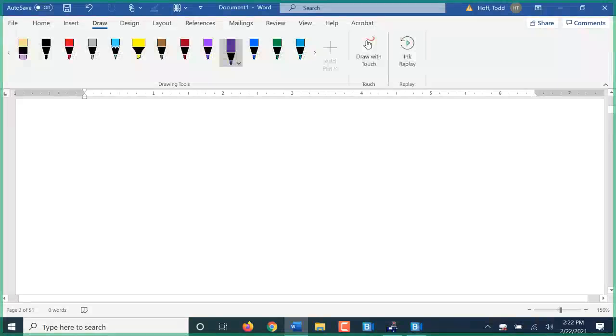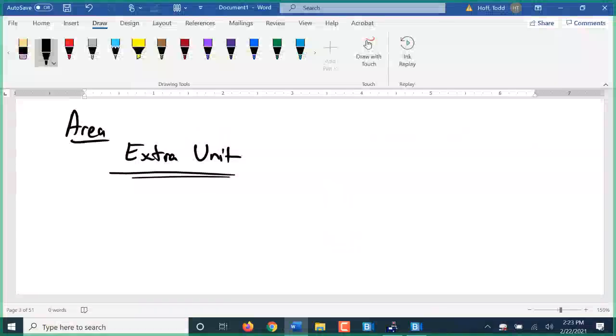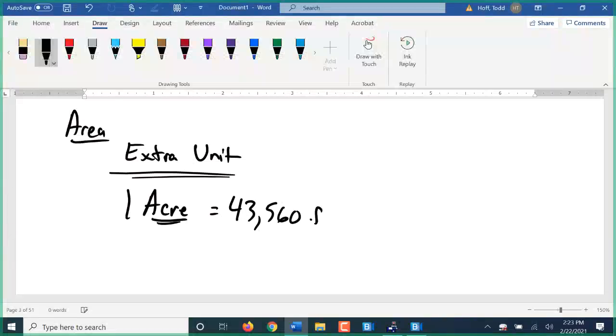When we talk about areas, stepping back from the volumes, there is a unit that comes in. It doesn't get used for anything else. It's only for areas. It is not a length or a volume. It is called an acre. 1 acre is equal to 43,560 square feet.